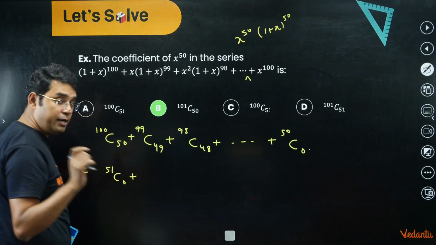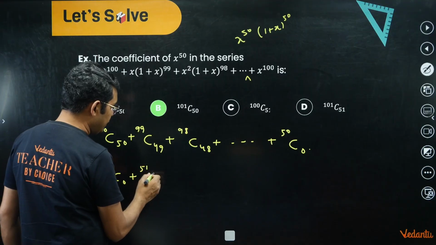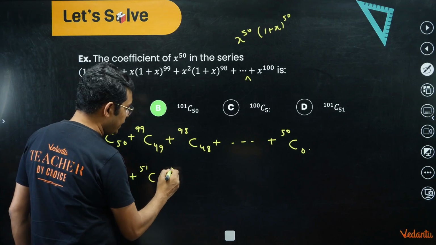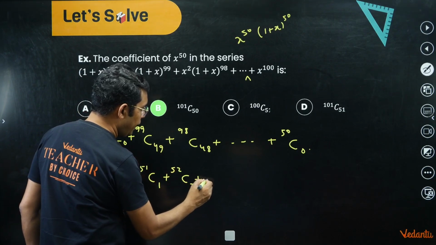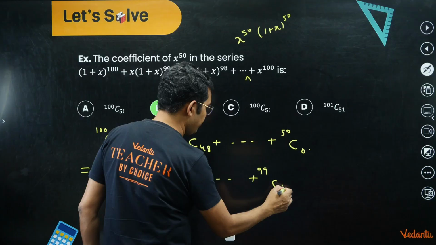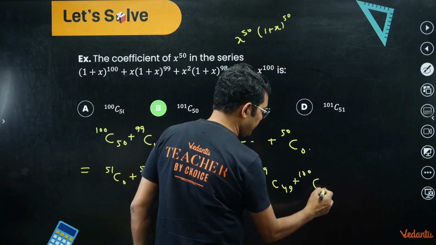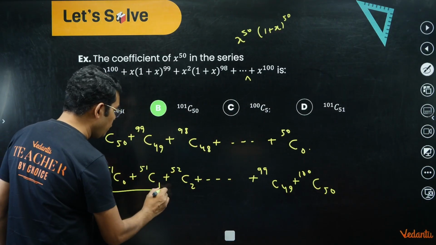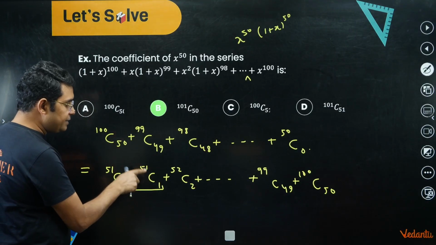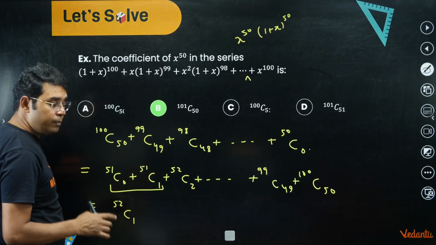51C0. That is one very important trick of solving such questions. The term just before it would have been 51C1 because there is a difference of 50. So 51C1, and before that it would have been 52C2 and so on. And the last two terms we can write as 99C49 plus 100C50. Now these two, if you add, I think you can use that identity nCr plus nCr+1 will become n+1Cr+1.